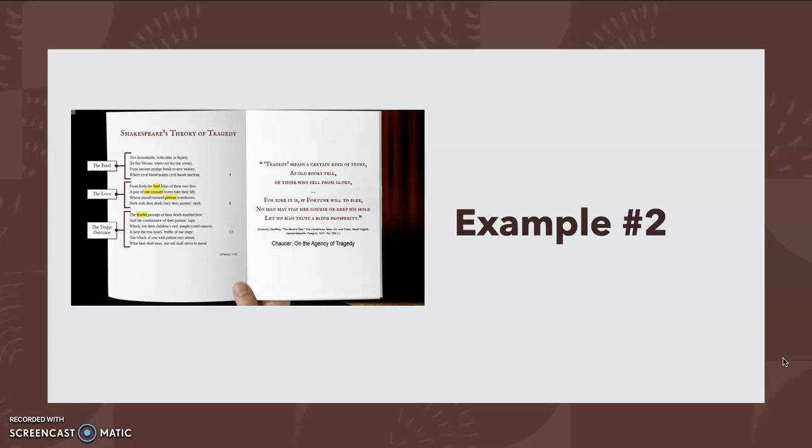In this example, the course author signals important information in two ways. First, by using labels to make the structure of the text explicit, and secondly, by highlighting keywords in the text.